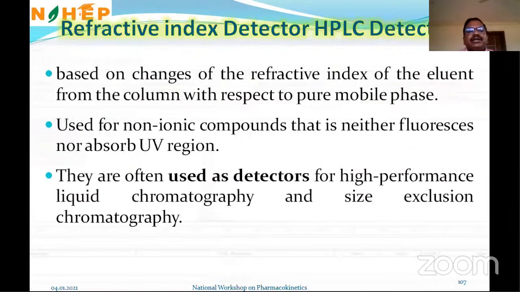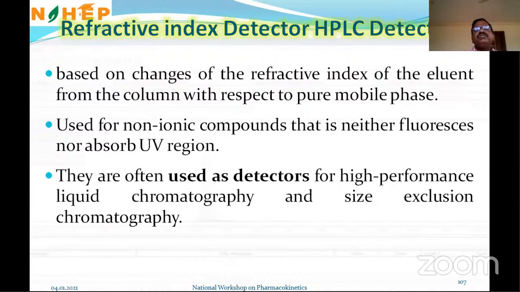So the next detector is the refractive index detector. These are based on the changes of the refractive index of the eluent from the column with respect to the pure mobile phase. This is used for non-ionic compounds that neither fluoresce nor absorb UV light. They are often used as detectors for high performance liquid chromatography and size exclusion chromatography.